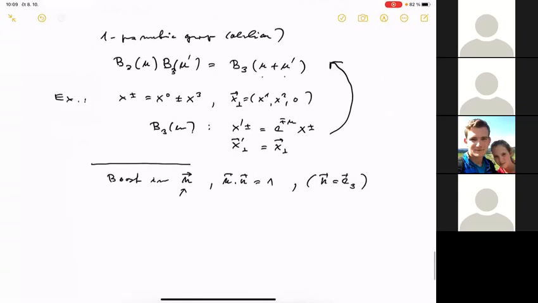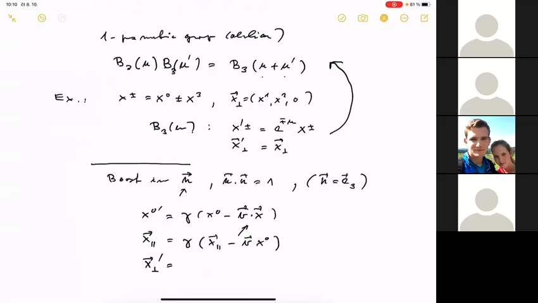will be unchanged. Then we can write this transformation as x0 primed is the Lorentz factor times x0 minus v times x. This automatically takes into account the component of x parallel to v. X parallel to v is transformed and mixes with the zeroth component, and the two components which are orthogonal to the direction of the boost are unchanged.